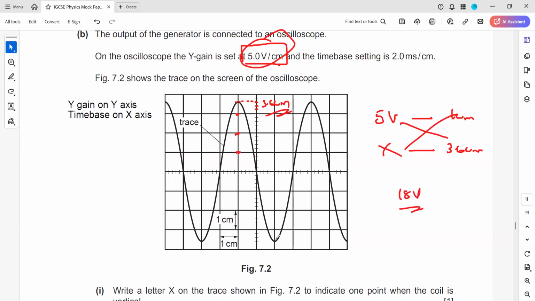Is it clear? Yes, sir. Because we need the maximum voltage, so we take the height. Yes, Arham, is it clear?